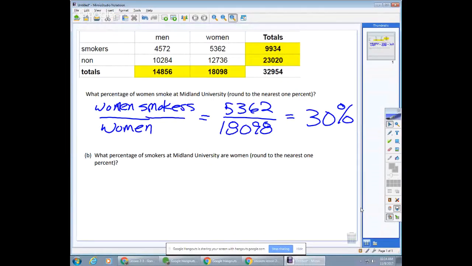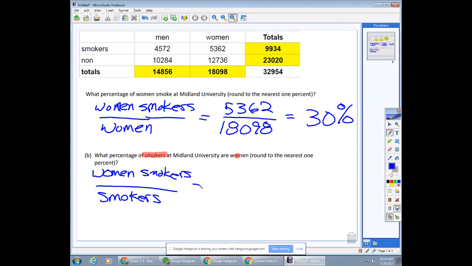Smokers is our audience here, and then we need to find the women smokers in that group. So the fraction we want to calculate is: smokers is my audience, and I want to know what part of them are women. So women smokers is on the top.